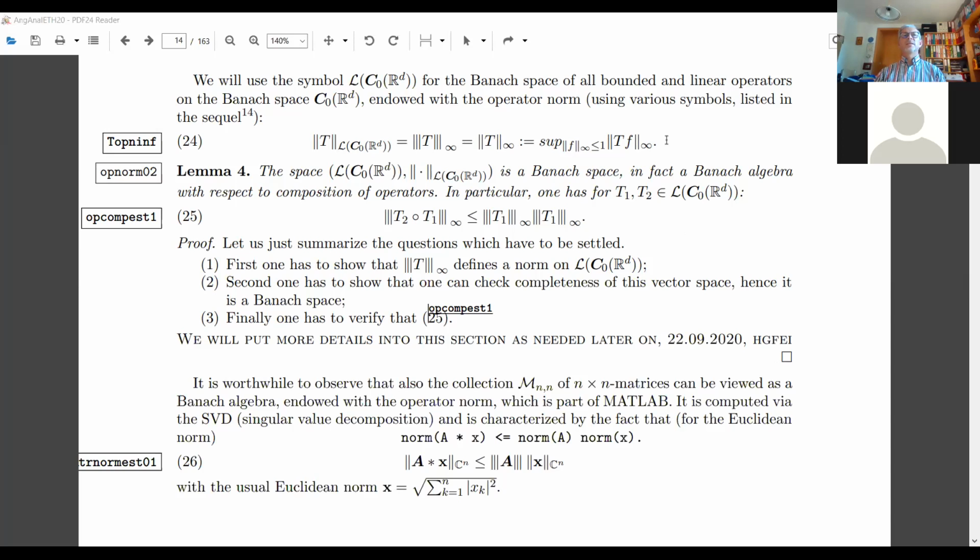And so we can say we take all these linear bounded operators. So I use the symbol L. Sometimes people use B for bounded operators from C0 to C0. So on the space C0 of R^d, endowed with this norm. So it's the long description, and the short description is just 3 bars, is a Banach space. That means, first of all, and at the moment I would leave it there, it is a normed space.